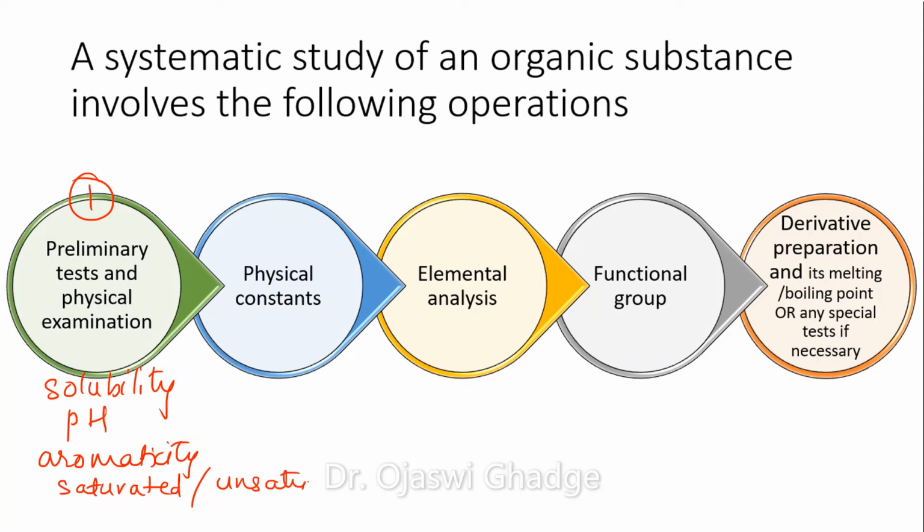So in this video, I am mainly focusing on the third step, that is elemental analysis. The second step is the physical constant determination, which is nothing but the melting point if the compound is solid and boiling point if the compound is liquid. And this we generally carry out using the Thiel's apparatus. So let us learn more about the elemental analysis.